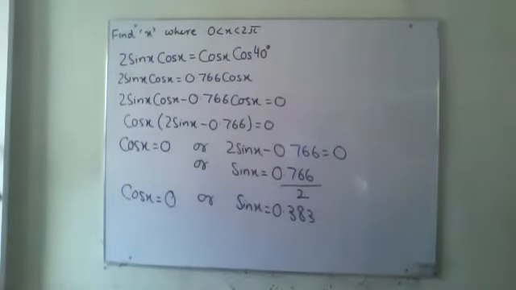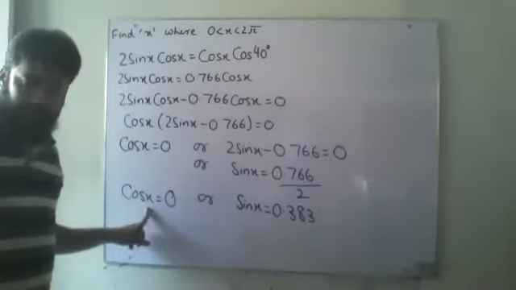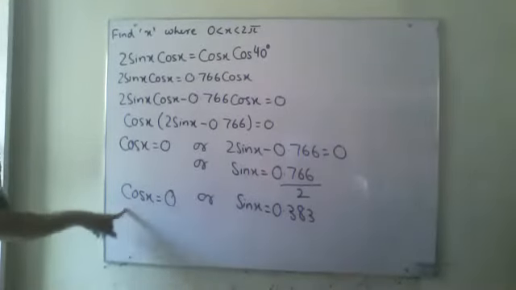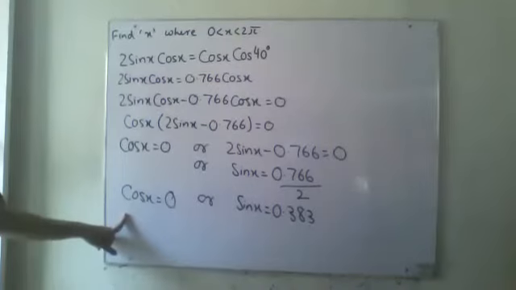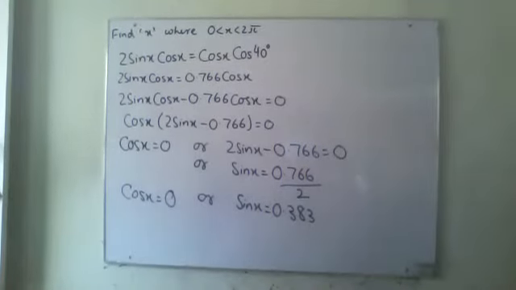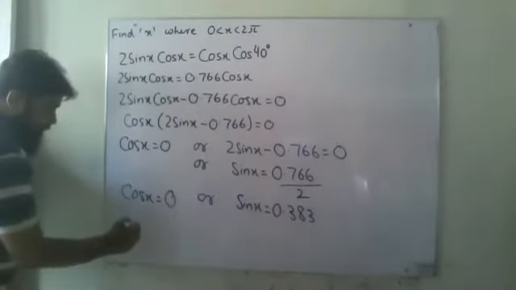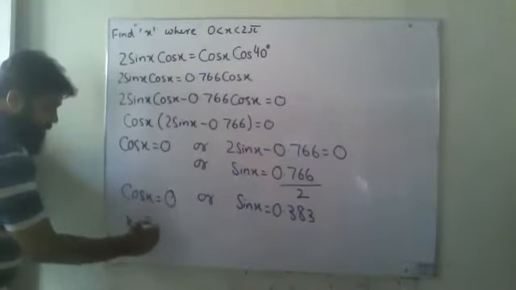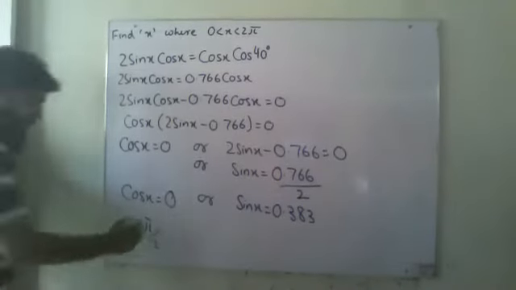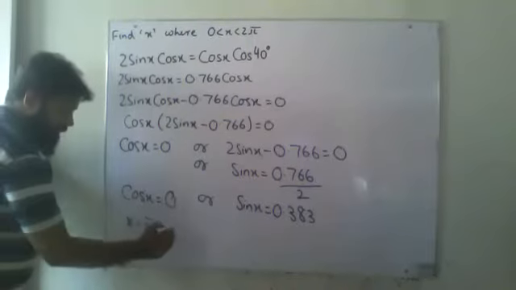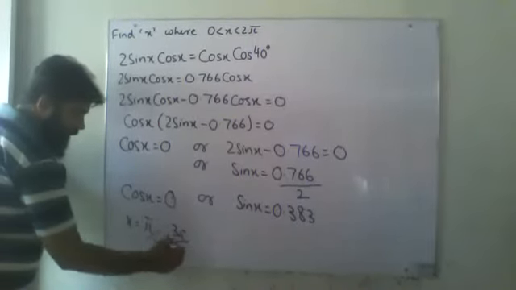According to my graph, which I remember, the value of cos is 0 at 90 degrees and at 270 degrees. The two values are there, one is 90 degrees and one is 270 degrees, at which the value of cos is 0. So I will write it in radian form. 90 will become pi over 2 and 270 degrees will become 3 pi over 2.